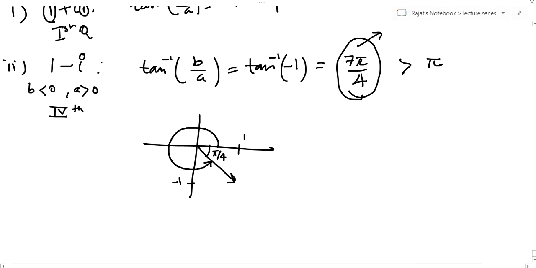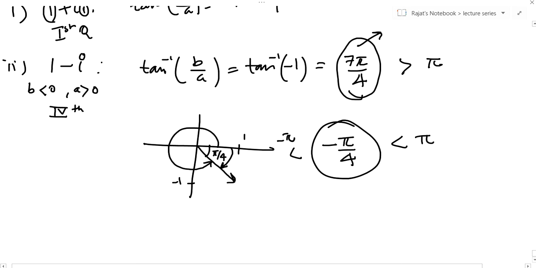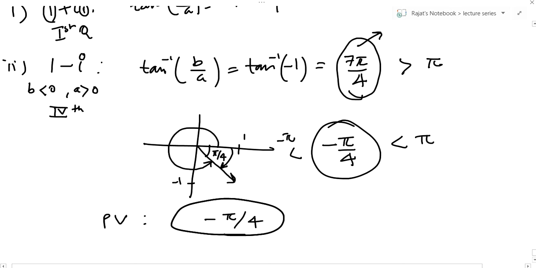So instead of doing this, I can take this angle also. We are rotating in the clockwise direction. So instead of saying plus pi by 4, we'll say minus pi by 4. So either you say 7 pi by 4 or you say minus pi by 4, because you're turning clockwise. Both are the same thing. And minus pi by 4 lies between pi and minus pi. So the principal value of this complex number is minus pi by 4. We will not say 7 pi by 4. We will say minus pi by 4.